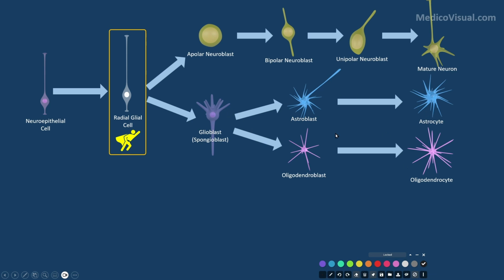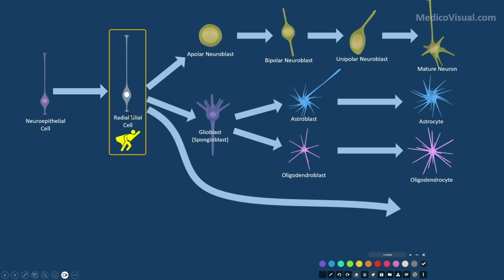Typically both of these processes, I mean the formation of astrocytes and oligodendrocytes, are going on side by side. But for the sake of explanation, I first talked about the formation of astrocytes and then I talked about the formation of oligodendrocytes. And finally, the radial glial cells will transform into ependymal cells.